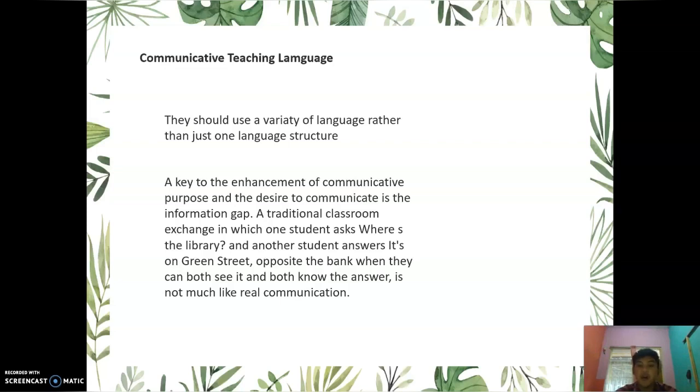In the 1970s, people looked at what notions language expresses and what communicative functions people perform with language. The focus should be on the content of what they are saying or writing rather than a particular language form. They should use a variety of language rather than just one language structure.